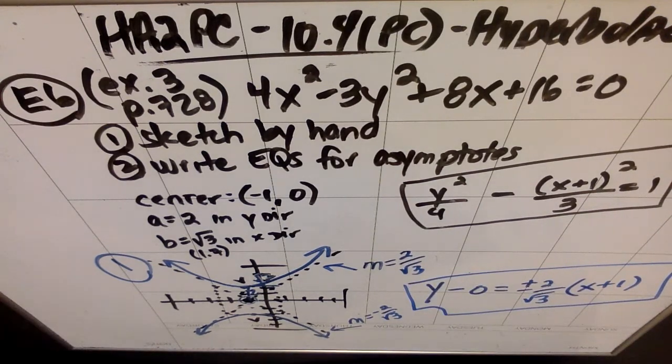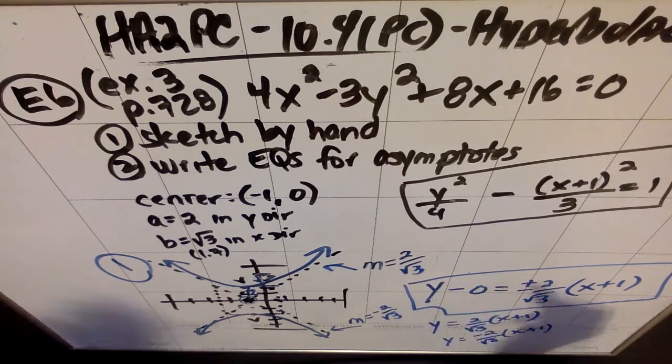Now, if you wanted to rationalize, you could. I don't think there's a significant reason that you'd want to. If you wanted to write these as two different answers, you would just write them as separate answers instead of the plus or minus. So you could write y equals 2 over root 3 times x plus 1, and your other equation could be y equals negative 2 over root 3 times the quantity x plus 1. And you could leave this as a y minus 0 on this side. I just don't know that there's any real reason since it's a 0.